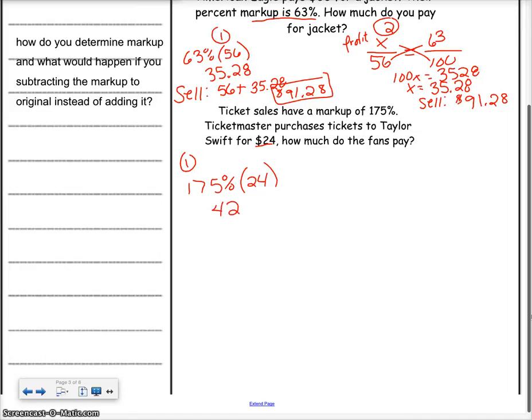So what I'm going to pay is 24 plus 42, and that is equal to $66 is how much my ticket is going to cost.